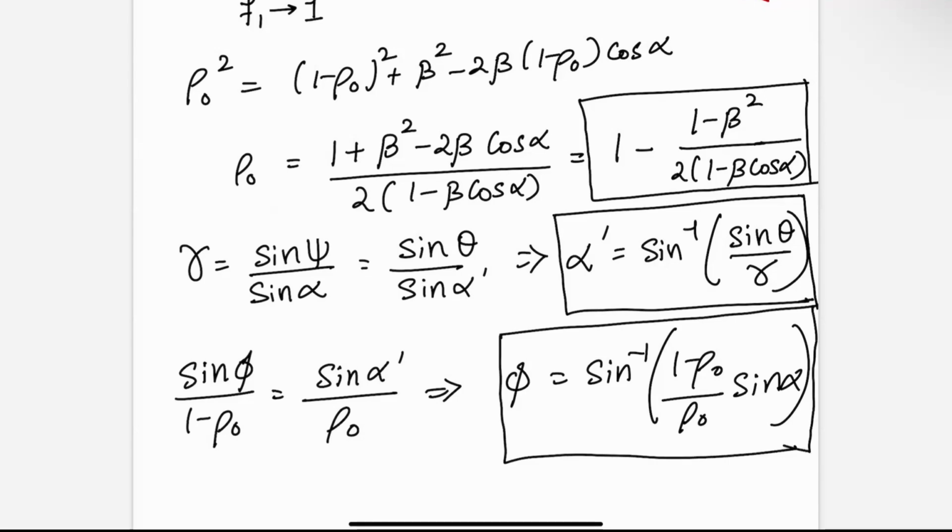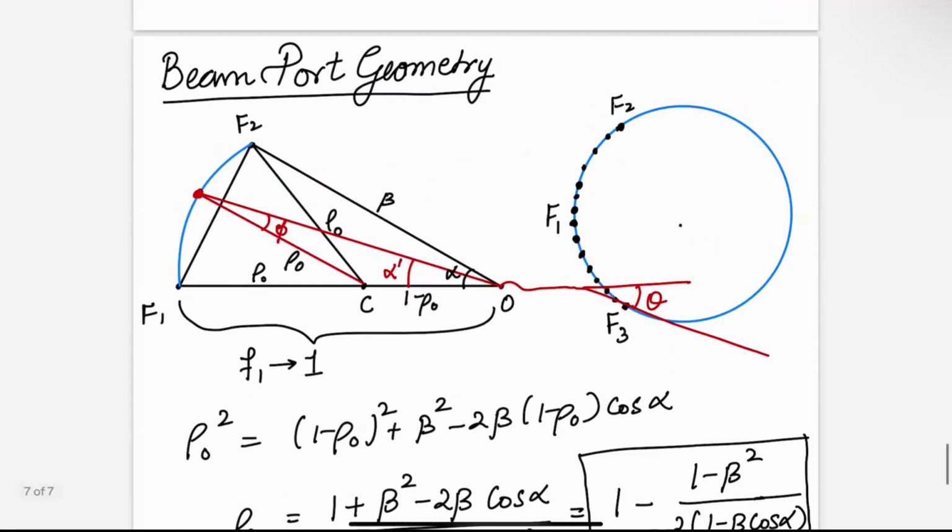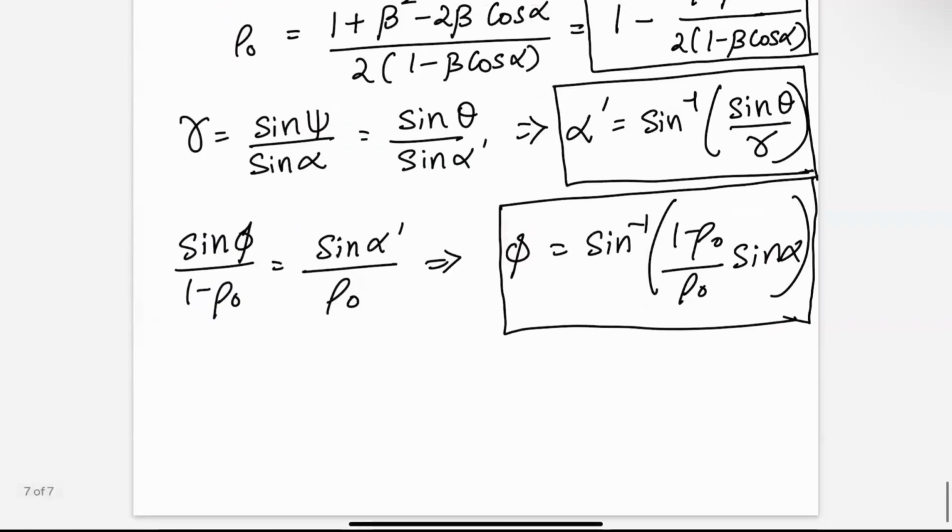Okay, so now what do we have? We have all of these angles and distances and so on. But what we want to find is the location of this point, right, in x and y coordinates. And now that we have all these angles, it's actually fairly straightforward. So if you look at this angle, this angle is nothing but phi plus alpha prime, which means that this angle is 180 minus phi plus alpha prime. Phi minus alpha prime, right? Okay, so let me redraw that a little bit in a new page.